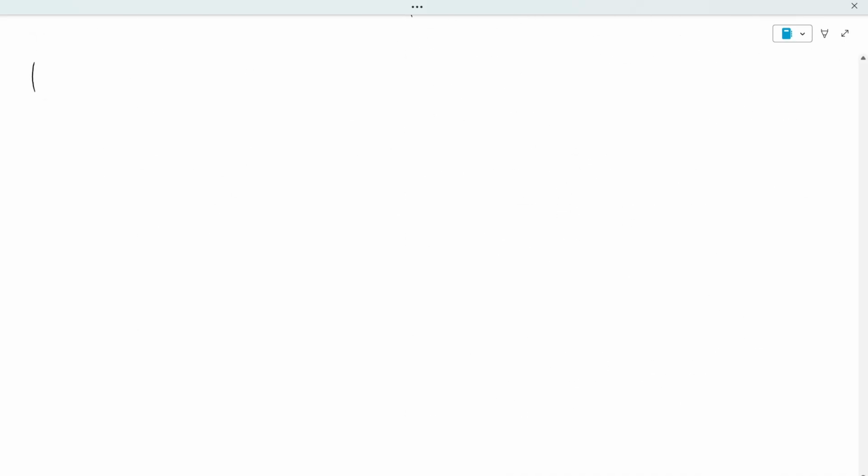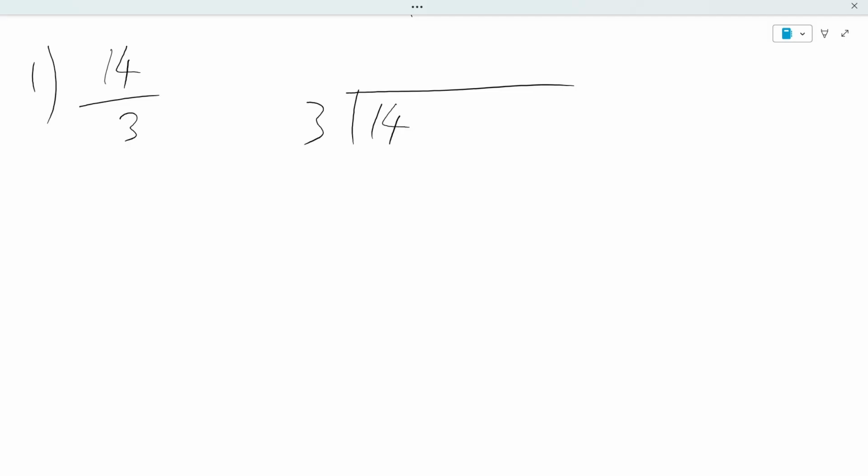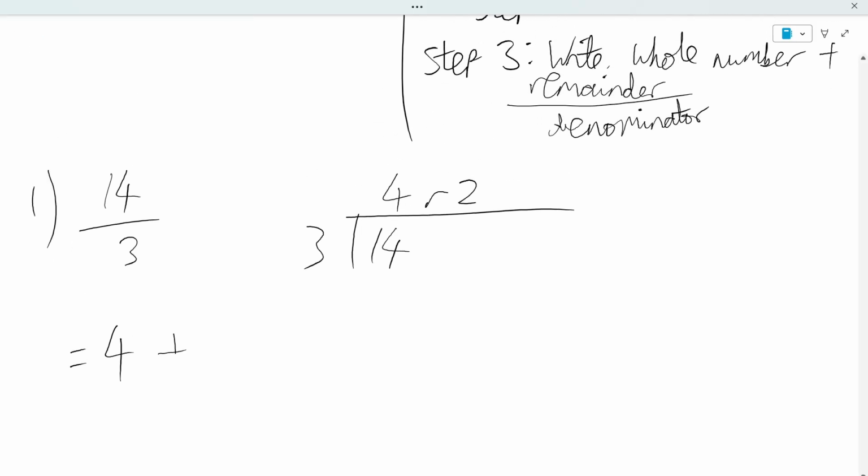So let's do a couple of examples. If I were to take 14 over 3, I can do my little bus stop. I can stick 14 in there and 3. You can do it in your head if you can, but when you get to large numbers, you might find it easier to do this. Of course, if it's a calculator paper, you can just use your calculator. How many times does 3 go into 14? It's 4 remainder 2. So this is going to be whole number 4 plus remainder, which is 2, over denominator 3, which is 4 2/3.